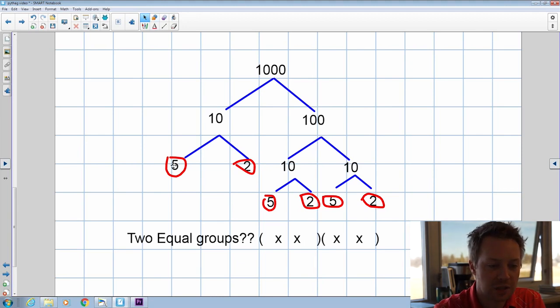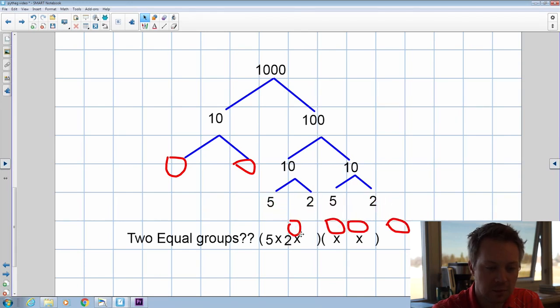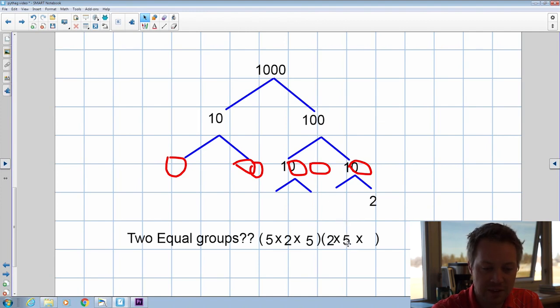I'm just going to drag these numbers down. So if I move a 5 here and a 2 here, and then let's see, I'll drag another 5 down here, and then I'll drag a 2 into this one, and a 5 into this one, and a 2 into this one.